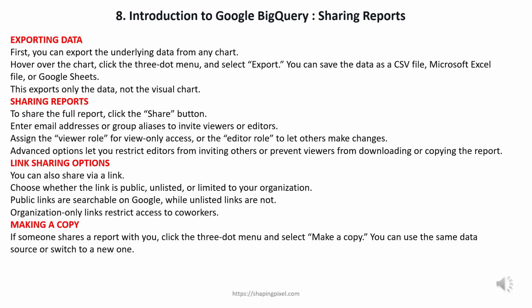You can also share via a link. Choose whether the link is public, unlisted, or limited to your organization. Public links are searchable on Google, while unlisted links are not. Organization-only links restrict access to coworkers. If someone shares a report with you, click the three-dot menu and select Make a Copy. You can use the same data source or switch to a new one.